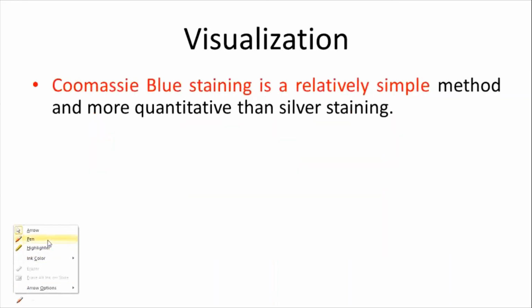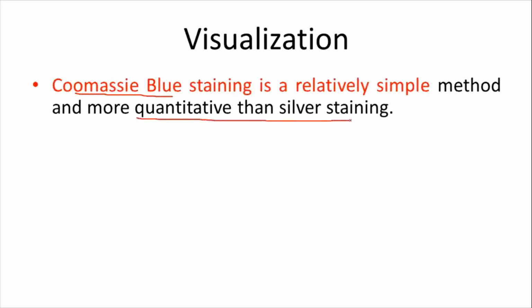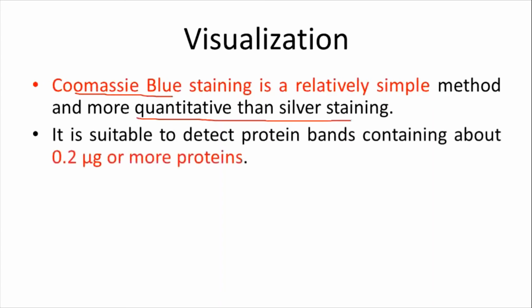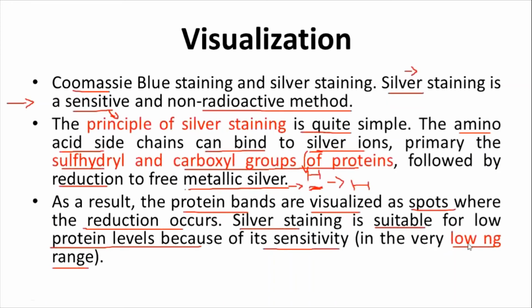Instead of silver staining, we may also use Coomassie blue staining. This is effectively used to quantify the protein, how much protein is there, whereas silver staining is used to identify 0.2 microgram and more of protein. In the case of very small proteins, silver staining is better, because silver staining is used to visualize the low nanogram range.